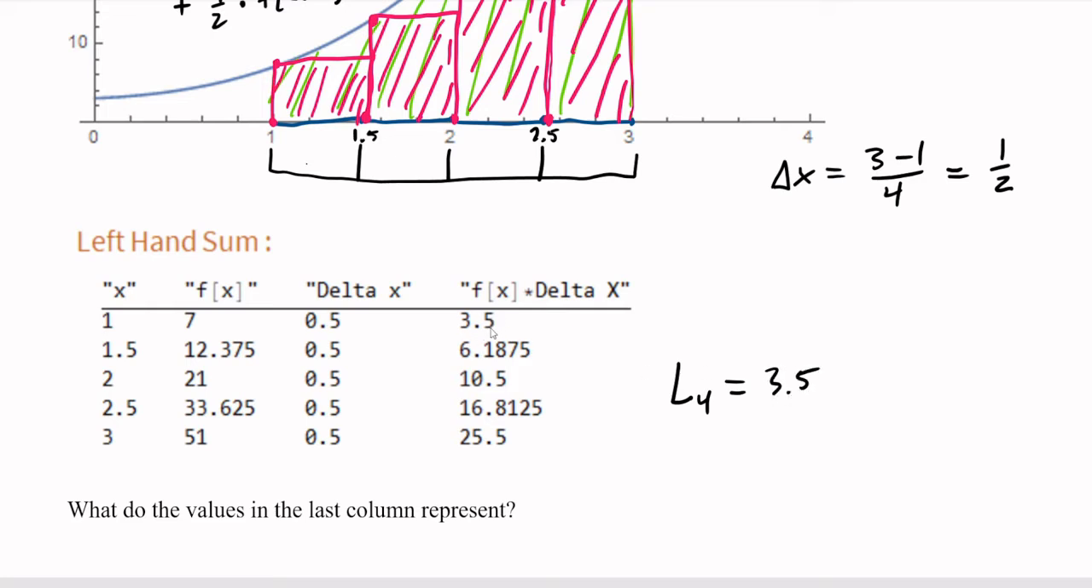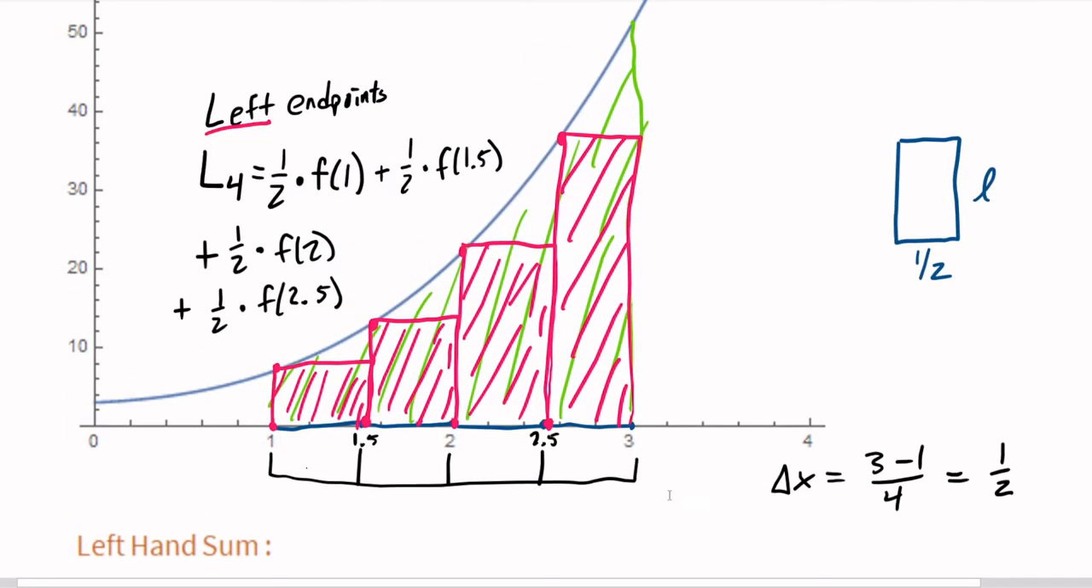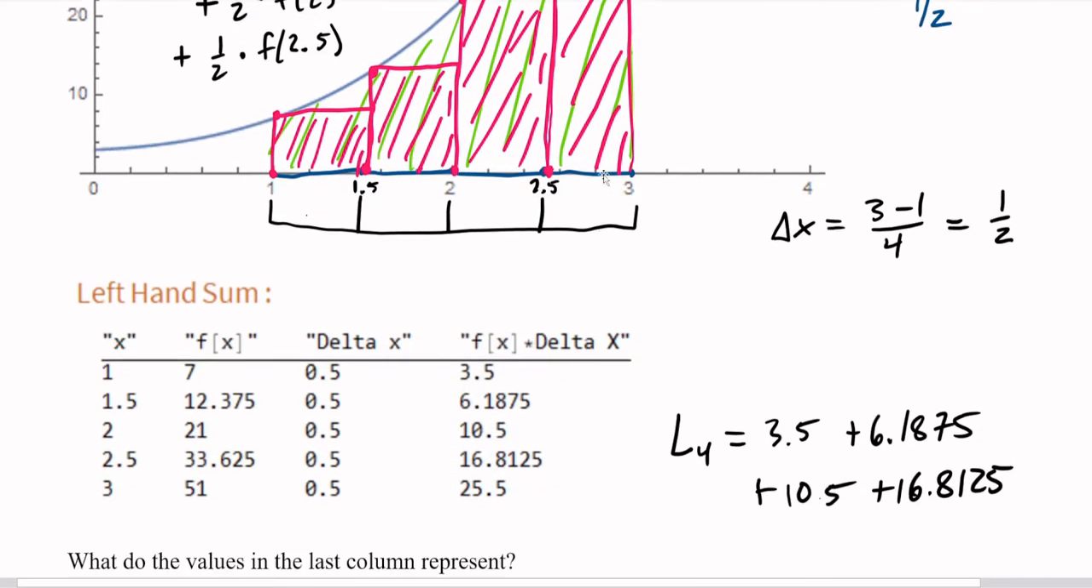That was my first rectangle, right? Starting at 1 was the height, plus 6.1875, plus 10.5, plus 16.8125. Okay? And again, we don't need this third one right now. We don't need this because that would be a rectangle with height f of 3, which we did not have. Just keep reminding yourself of that. We did not go all the way up to 3 to do this. Nope. We only went to 2.5 for this last one.